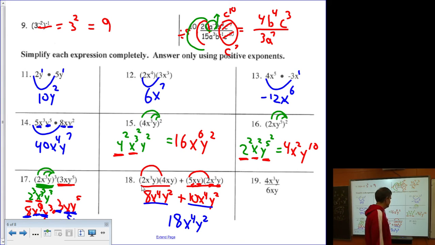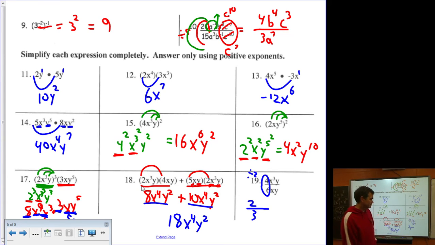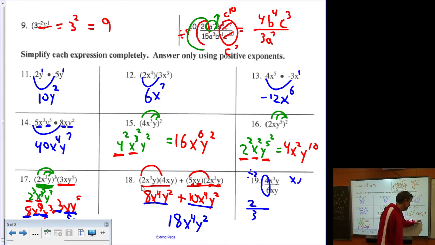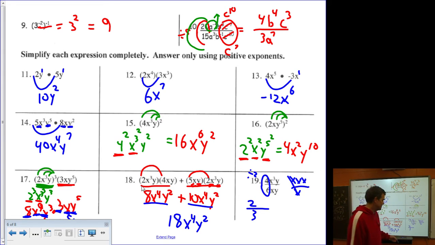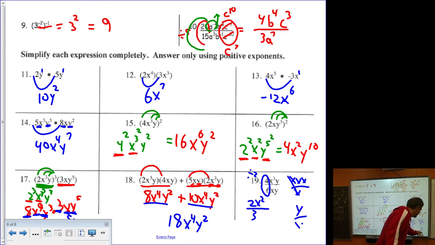Number 19, I need to first simplify the fraction, the coefficients. 4 over 6 can be reduced to 2/3. Both of those can be divided by 2. And then I just cancel out the variables, right? I've got 3 x's on top. I've got 1 x on the bottom. When I cancel out the x's, I have 2 extra x's on top. And for the y's, I have 1 y on top, 1 y on the bottom, right? And when I cancel those out, there's no y's left in the problem. So this is my final answer.